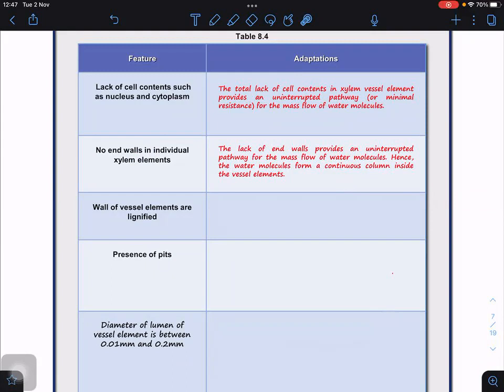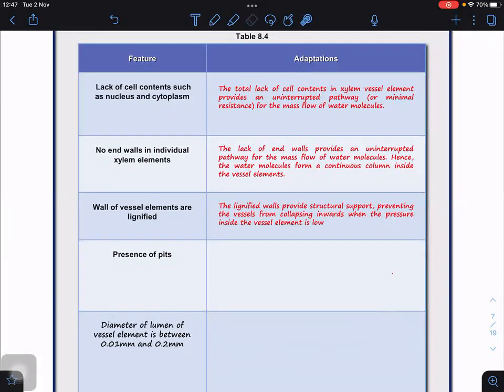Okay, and the walls of the vessel elements are lignified. Lignified cells provide structural support, preventing the vessel from collapsing inwards when the pressure inside the vessel element is low because of the flow.